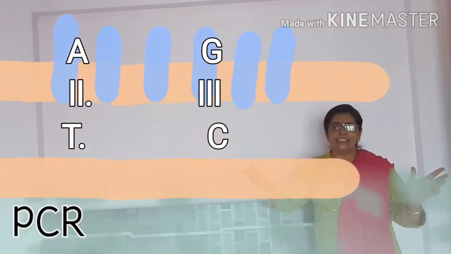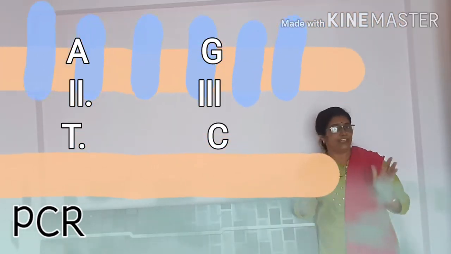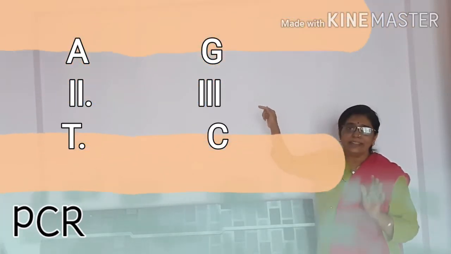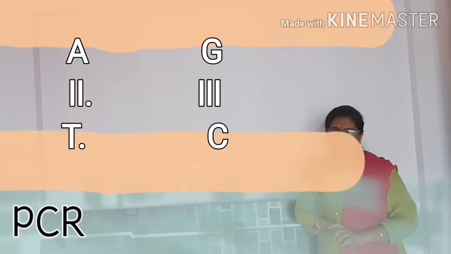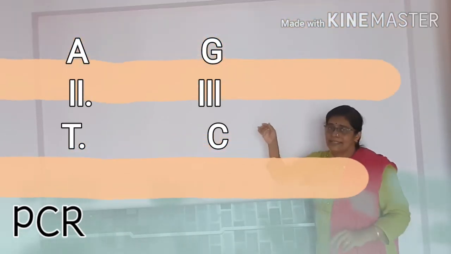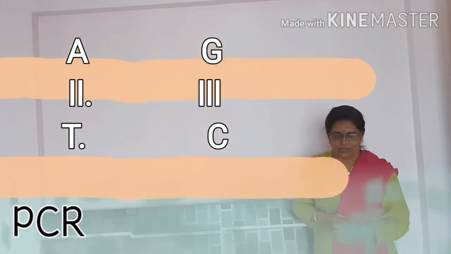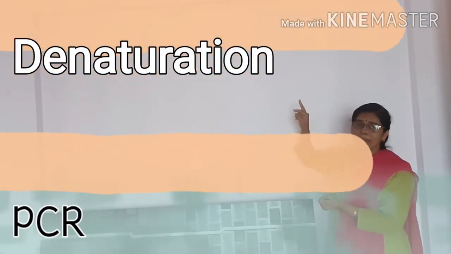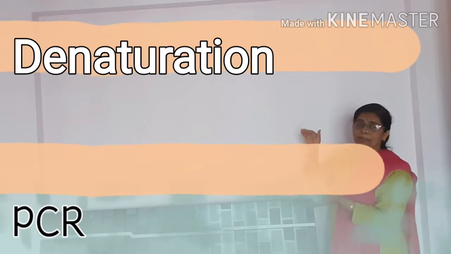Why is more energy needed to break the weak hydrogen bonds between G and C? Because 3 weak hydrogen bonds are present between G and C, that is, guanine and cytosine nucleotides. And this step is called denaturation. That is, two single strands of DNA are produced from double-stranded DNA. This is called denaturation.